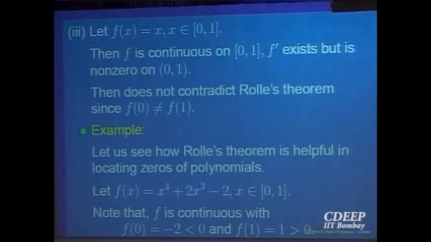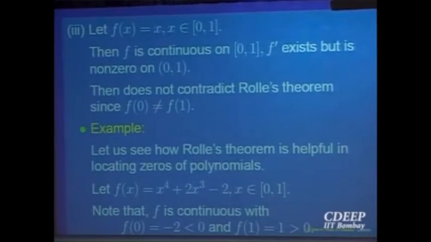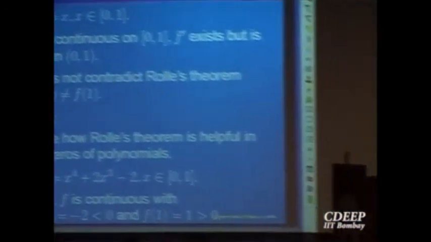So let us assume that this function has two roots, of course in 0 to 1. If it has two different roots, that means there are points A and B such that f of A is equal to f of B is equal to 0. And in the interval A to B, the function is continuous and differentiable. So Rolle's theorem is applicable. So there must be a point in between A and B where the derivative must be equal to 0.